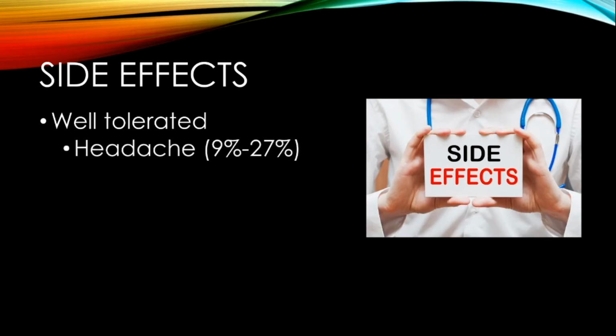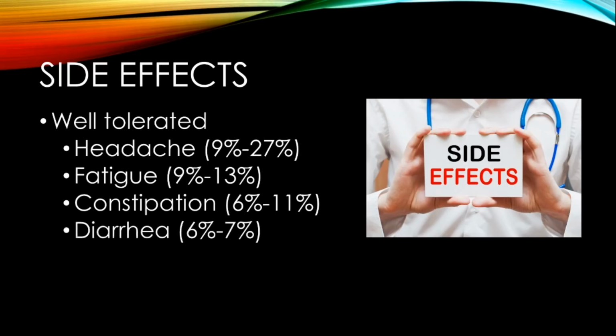Probably the most common side effect that people can experience is a headache. This occurs in around 9 to 27% of people who take this medication. So that's one you will want to watch out for. Fatigue is also a possible side effect, with around 9 to 13% of people experiencing this. Ondansetron can also cause some gastrointestinal issues, possibly. Constipation can occur in 6 to 11% of people, and diarrhea is also possible.